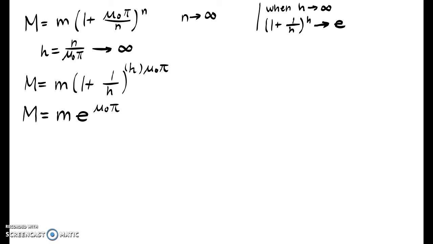And one way we can see that this is e to the μ0π power is that if we have these brackets, we have (1 + 1/h) to the hth power, when we raise that to the μ0π power, it's equivalent to multiplying the hth power by μ0π. So we conclude that large M is equal to small m times e to the μ0π. So we've come a lot closer. We can also write this as small m is equal to large M times e to the negative μ0π, since we're just dividing by e to the μ0π on both sides.